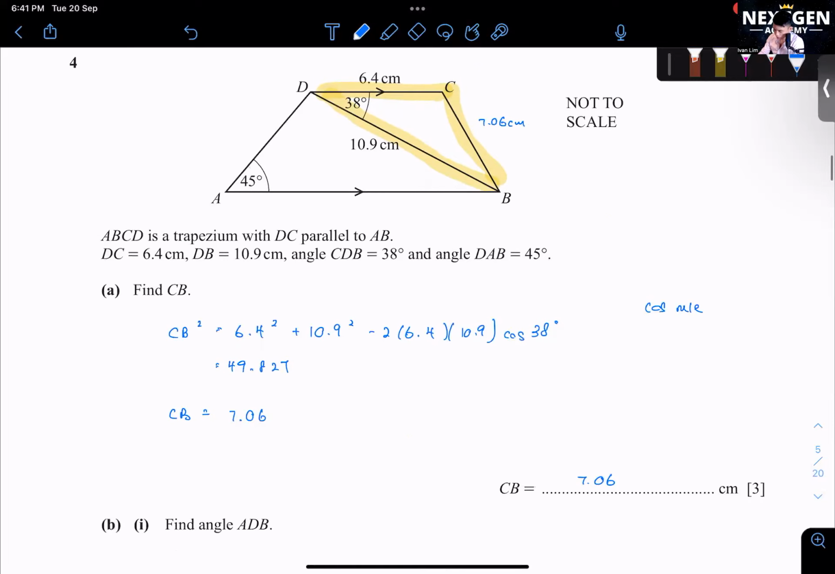Find the angle ADB. Okay, ADB. What can you find from here? You've got to see whatever information that you have.